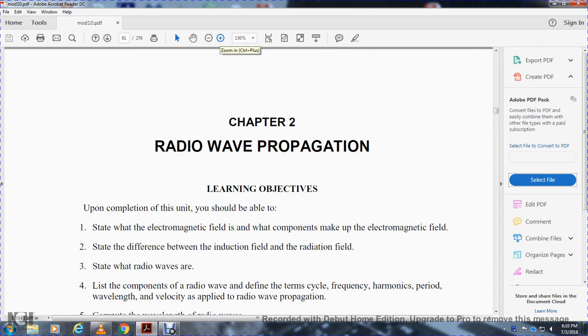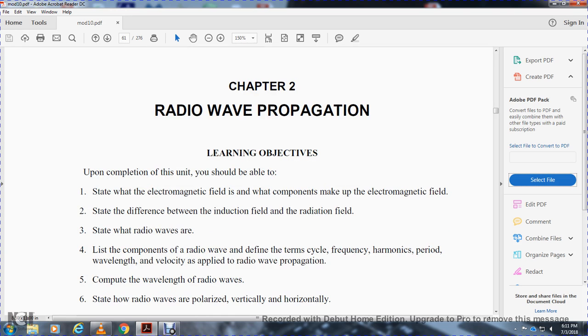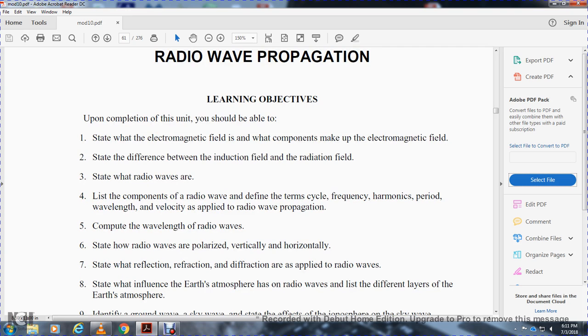All right. Learning objectives. Upon completion of this unit, you should be able to state what an electromagnetic field is, what components make up the electromagnetic field, and the difference between the induction field and the radiation field. State what radio waves are, define the terms cycle, frequency, harmonic, period, wavelength, and velocity as they apply to radio wave propagation, and compute the wavelength of radio waves. State how radio waves are polarized, vertically or horizontally, and state what reflection, refraction, and diffraction are as they apply to radio waves.